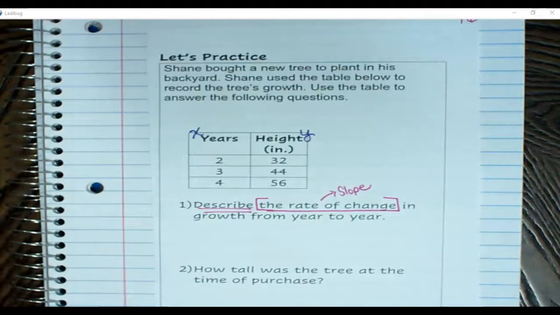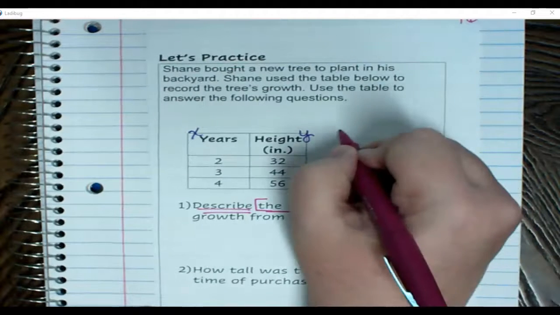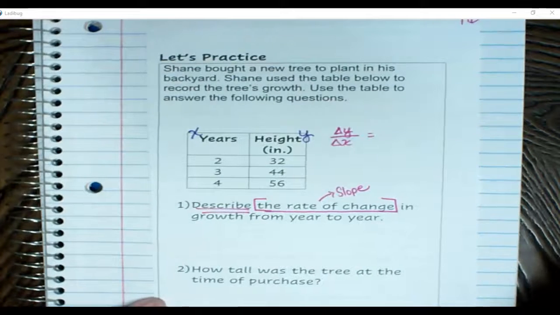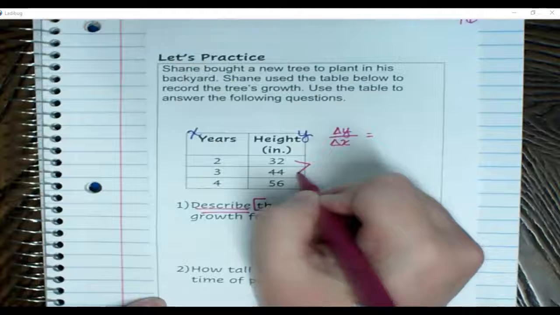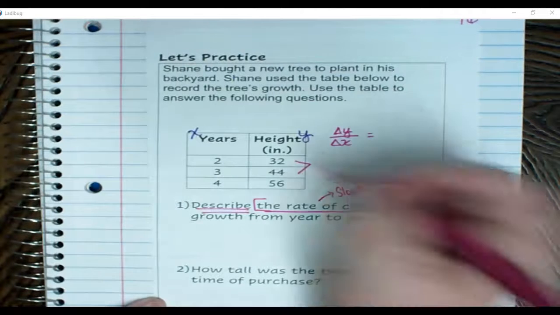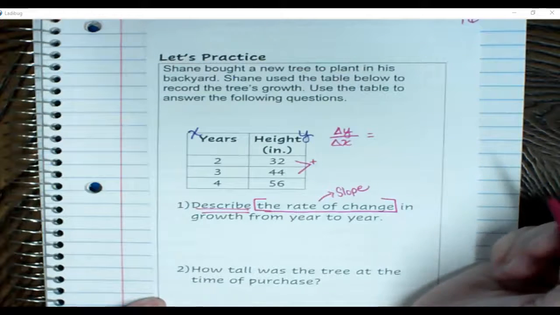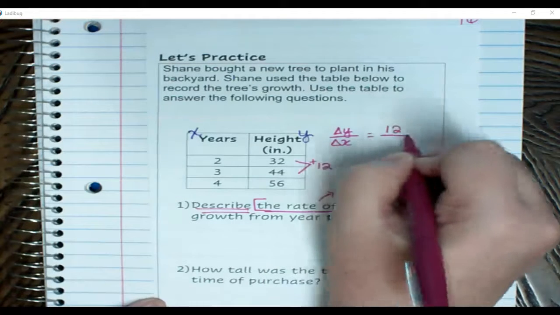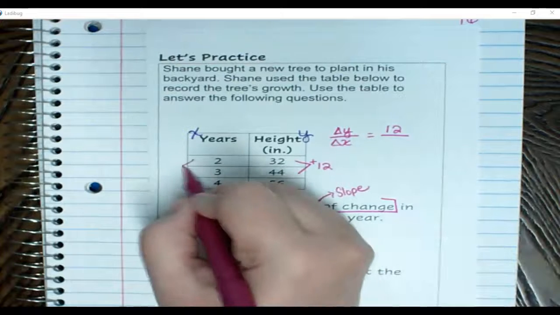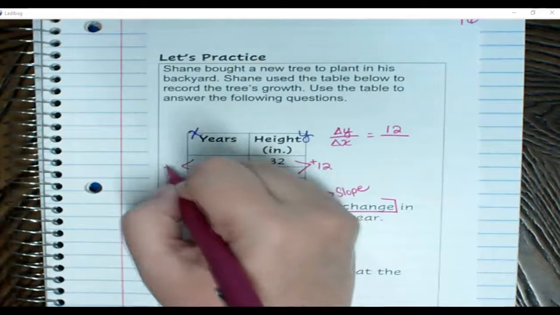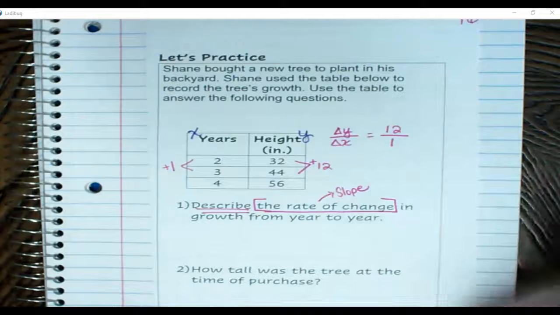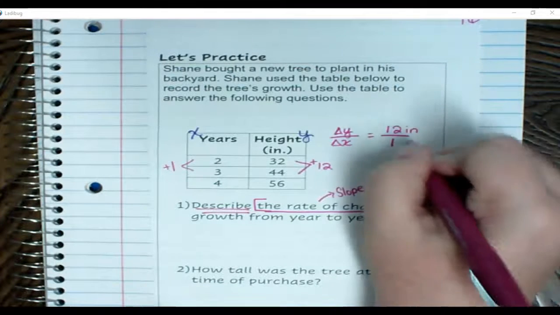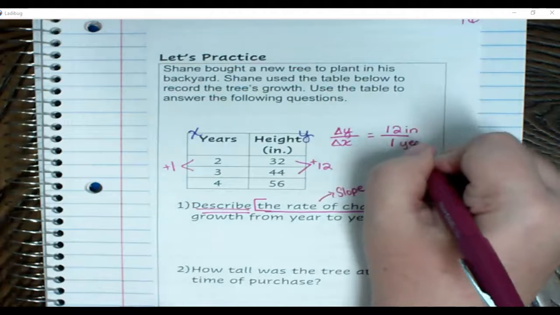So I have to find the slope from this table. Remember, slope is change in y over change in x. Well, what's happening in my y values? From 32 to 44, we're going up in value, so that's positive. We're going up 12. So my change in y is a positive 12. Over here on the x side, from 2 to 3, we're going up, positive 1. So 12 over 1. If we put our labels, 12 inches for 1 year.